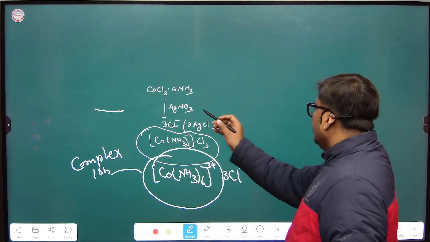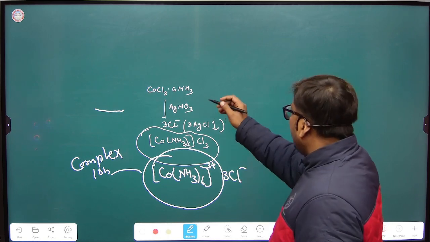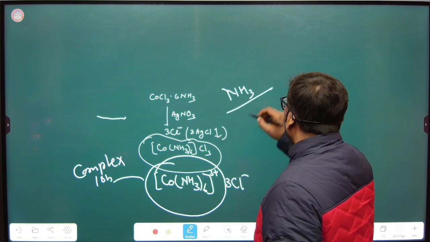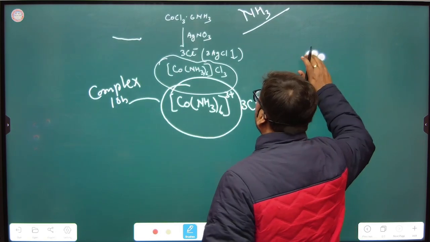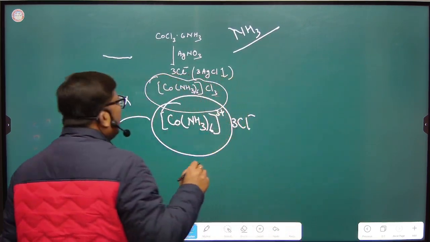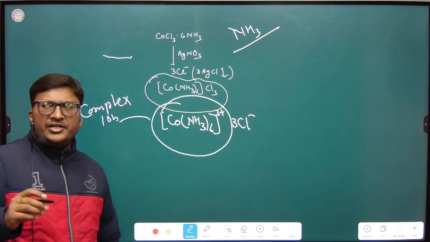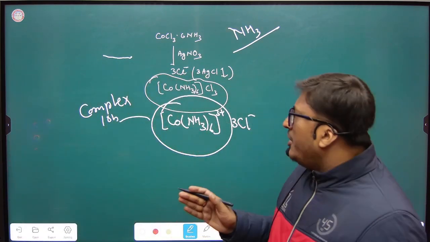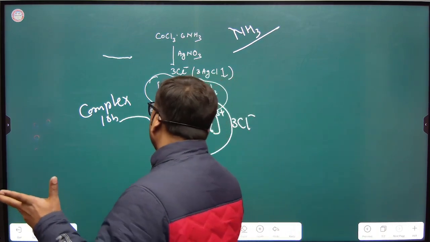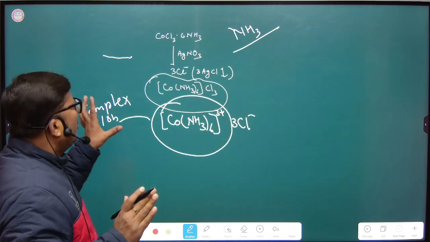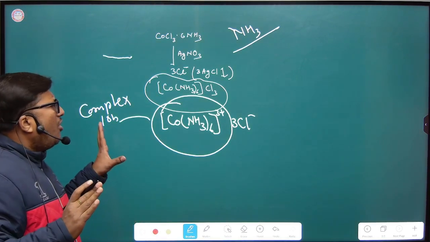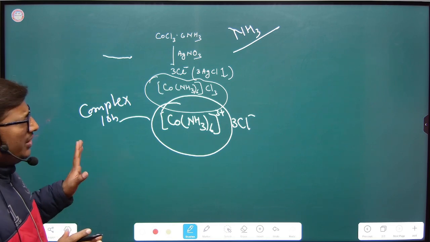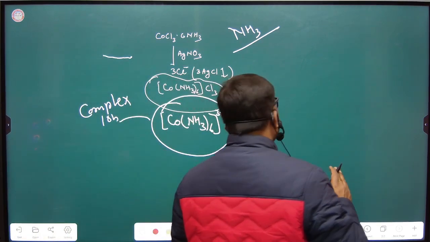After adding this AgNO3, the ammonia did not react with silver nitrate. That confirms that the ammonia molecules are directly bonded to the cobalt metal, but the chloride ions get precipitated, so they are outside of the coordination sphere.